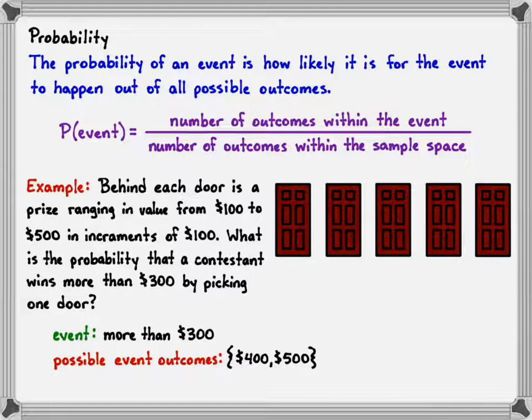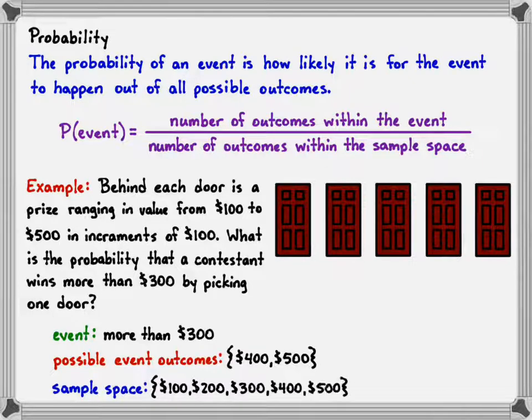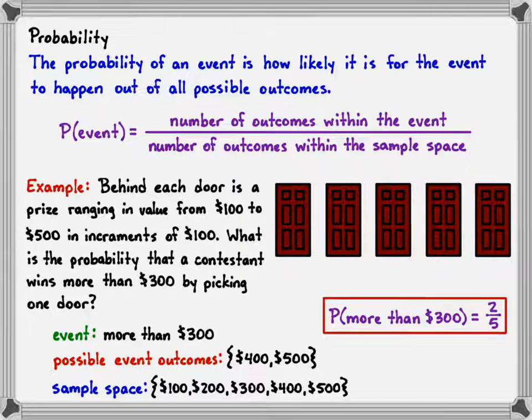Now, what are all the possible outcomes? What is the sample space? Well, the sample space is all of them. We could get $100, $200, $300, $400, or $500. So how many things are possible? There are 5 things that are possible. And how many of those things am I trying to get? I'm trying to get 2 of them. So the probability of more than $300 is going to be 2 out of 5.